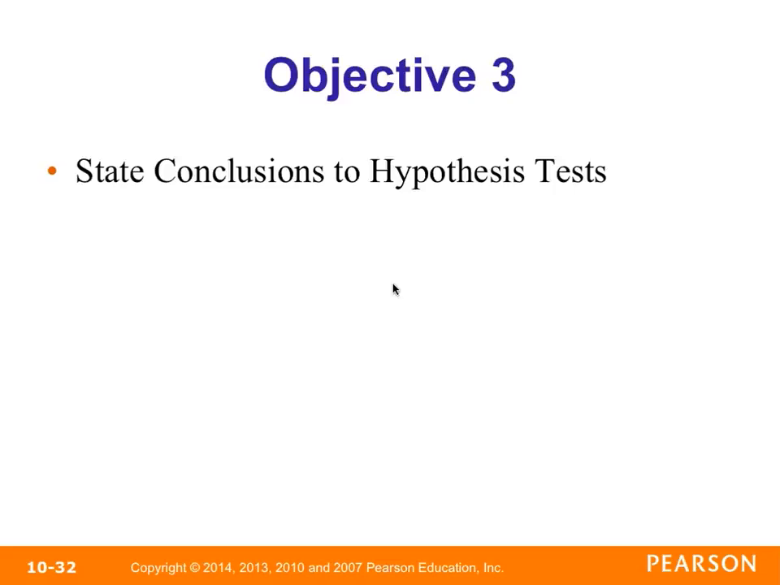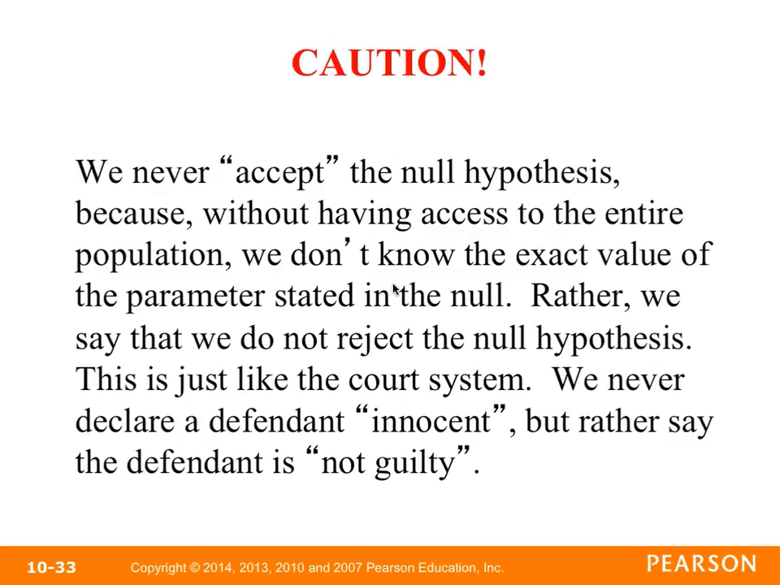Okay, now objective 3 is to actually be able to state conclusions to hypothesis tests. So before we actually perform any hypothesis tests ourselves, we want to make sure that we know how to state the conclusions. One word of warning here is that we never accept the null hypothesis, because without actually having access to the entire population, we don't really know the exact value of the parameter stated in the null. Rather, we say that we do not reject the null hypothesis, or we fail to reject the null hypothesis. Basically, it's like the same thing in the court system. We never actually declare a defendant innocent, but instead we just say that the defendant is not guilty.